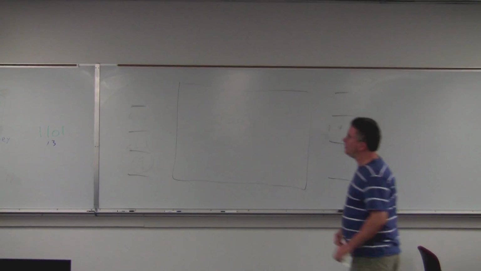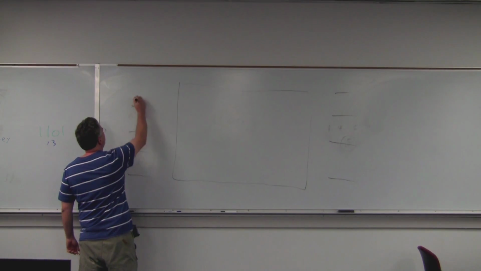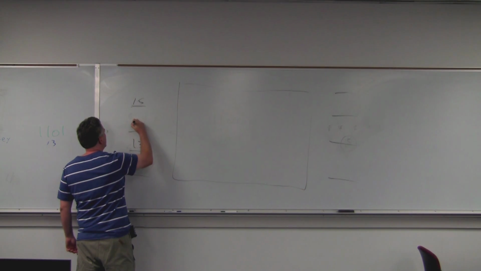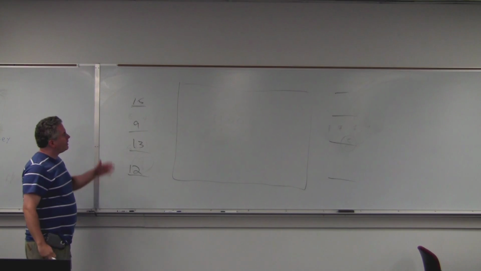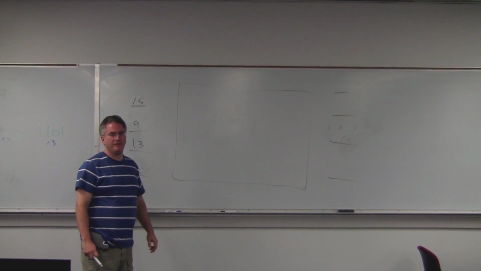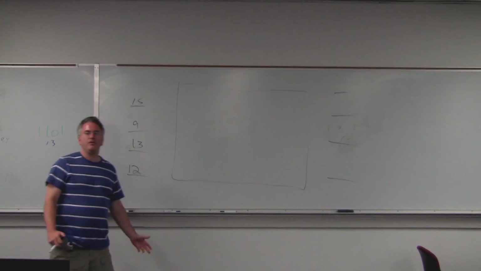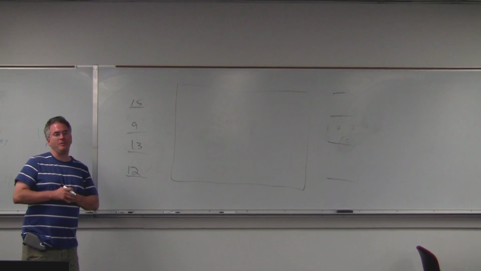So what were the numbers again that we had? I had 13, 15, 9, and 12, right? And so when I put these into this machine, I want the answer to come out as 9, 12, 13, and 15. So how do we do this? Any thoughts? So what did they say that they did as humans?